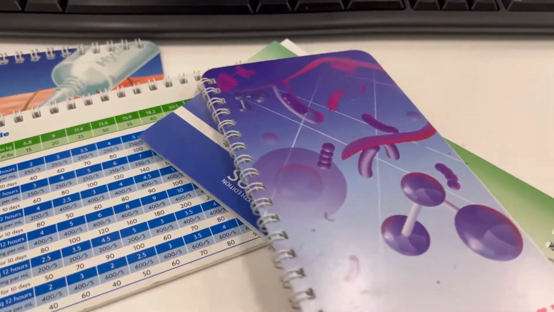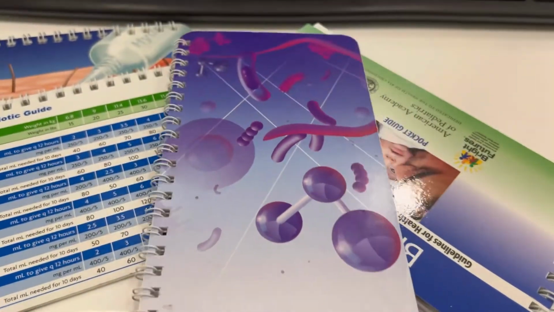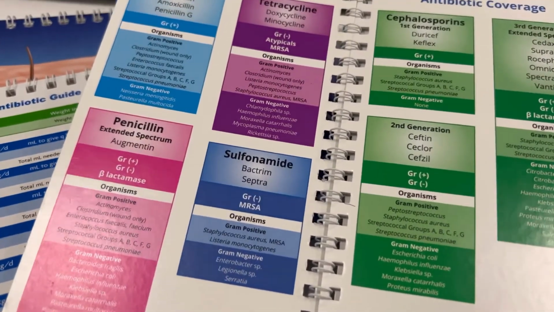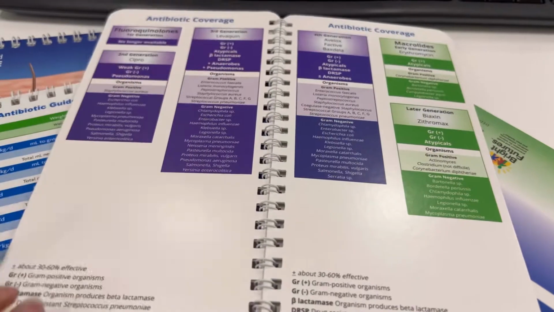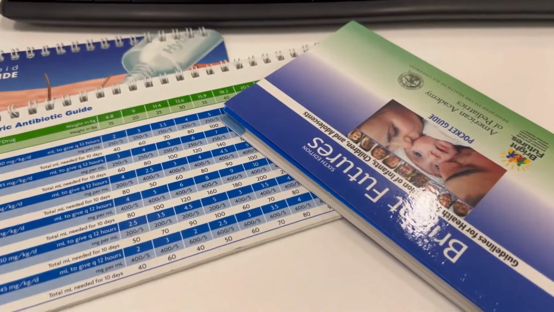So the next resource I want to show you, you can actually get these as a bundle pack, and I'll link the information in the description box below. But this is an antibiotic resource, so it tells you information about the antibiotic coverage, the class, the different types of antibiotic in that class. So once again, a very helpful resource.